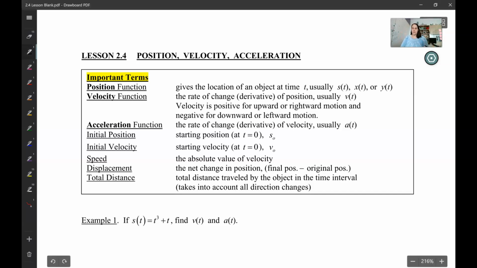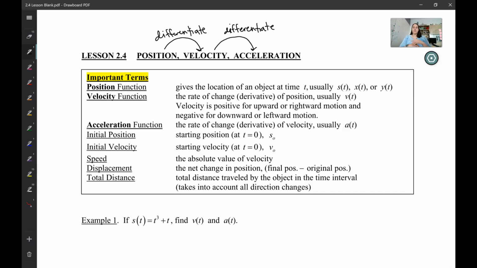Here's the gist of what we're talking about today. If you have a position function, if you differentiate or take the derivative, same thing, you end up with the velocity equation. If you differentiate again, so take the second derivative, you end up with the acceleration equation. So velocity, or your speed, is a slope or a derivative of your position.